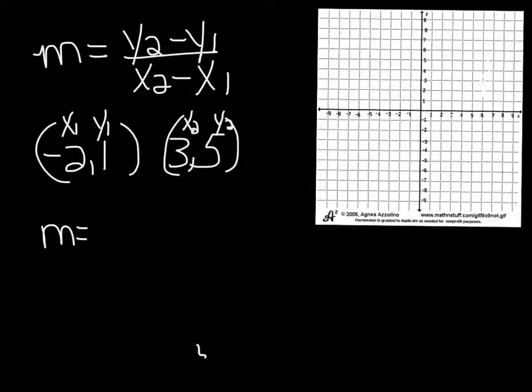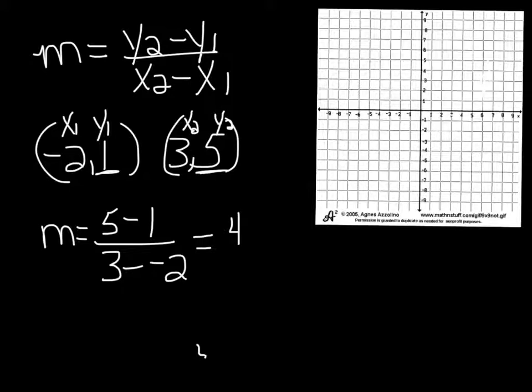Now let's substitute the numbers into the formula. y2 is 5. 5 minus, what is y1? Well, it's 1. Over x2, which is 3, minus x1, which is -2. Okay, so now we are going to simplify the numerator. 5 minus 1 is 4. And then 3 minus -2 turns into addition, so that's 3 plus 2, which is 5. So the slope is 4/5.